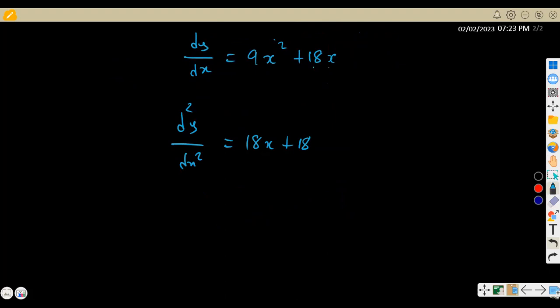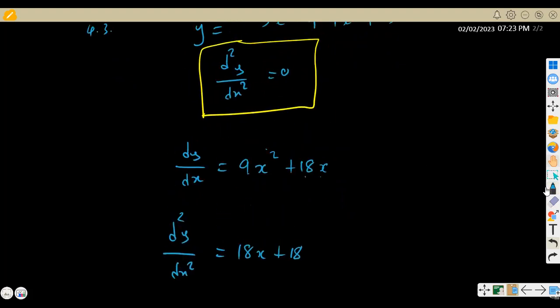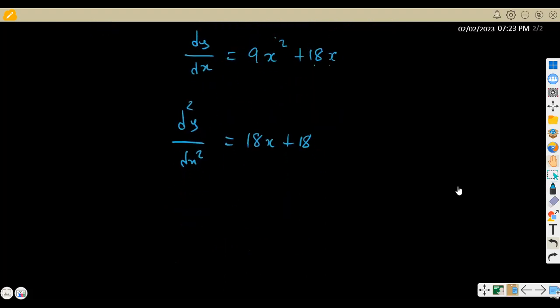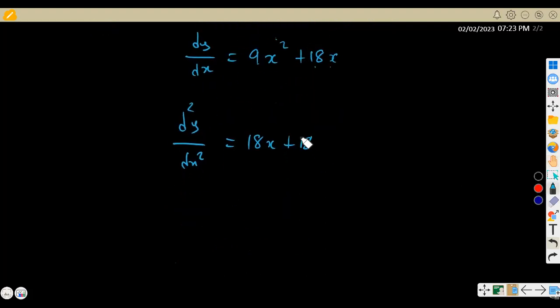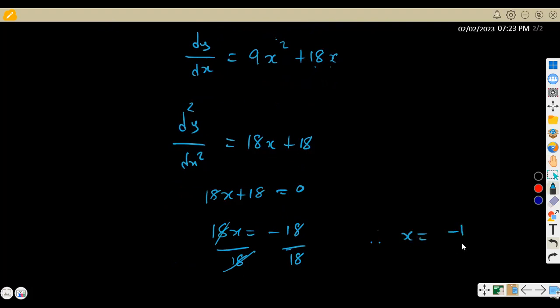All right, so we're given that this second derivative from this formula must be equal to 0. So that means we are going to equate what we obtained from the second derivative. 18x plus 18 is equivalent to 0. So 18x is equivalent to negative 18. We can divide by 18 both sides. So that means our x is going to be equivalent to negative 1.